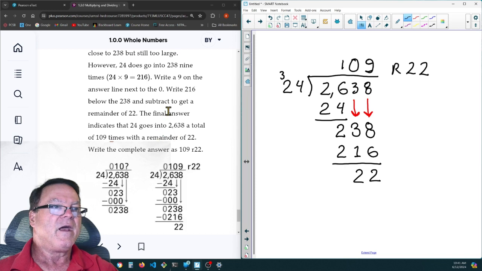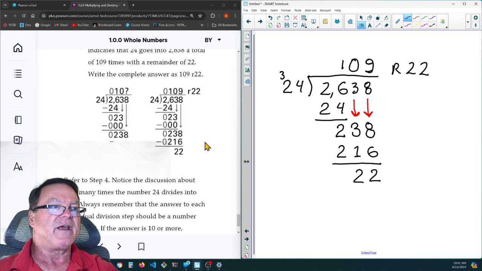Write 216 below the 238 and subtract to get a remainder of 22. The final answer indicates that 24 goes into 2,638 a total of 109 times, with a remainder of 22. Write the complete answer as 109, remainder 22.